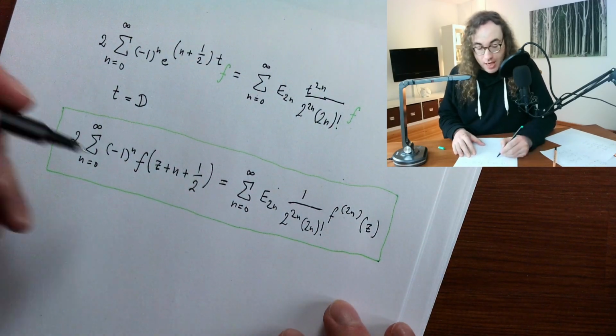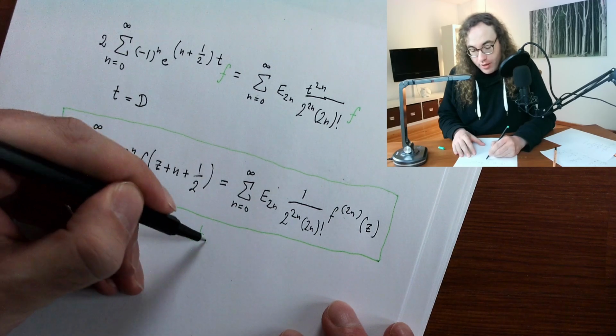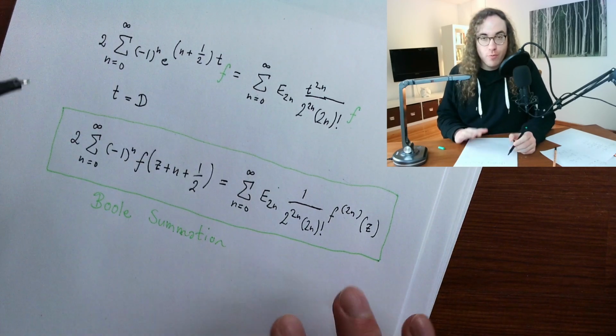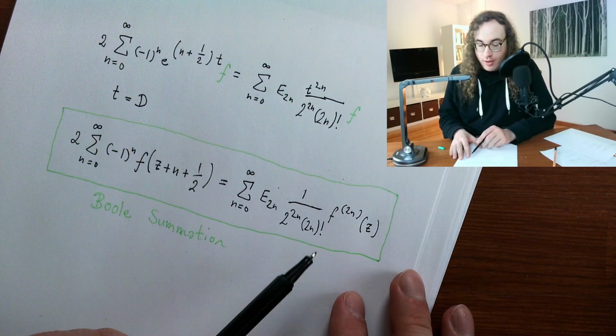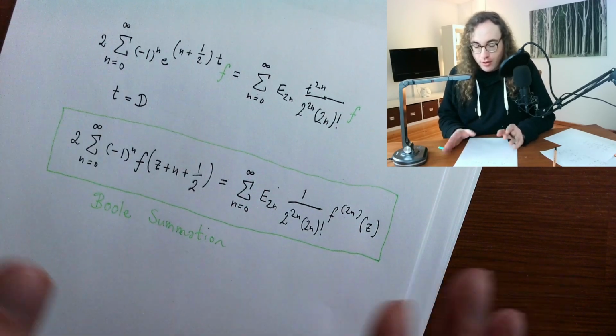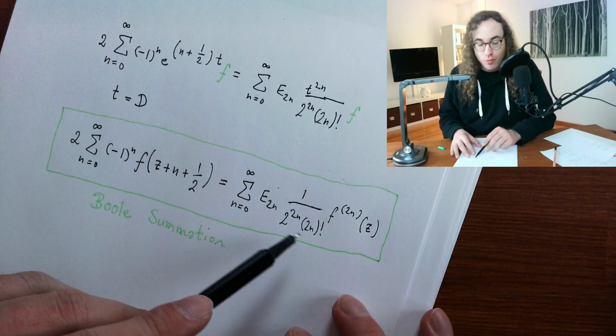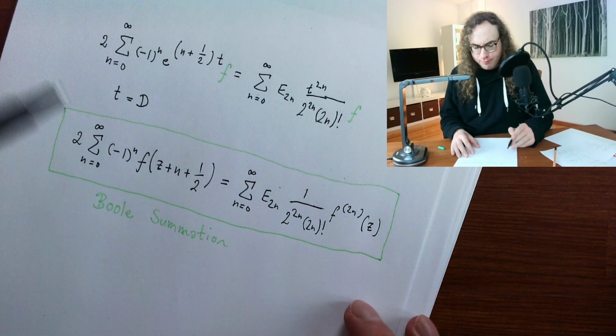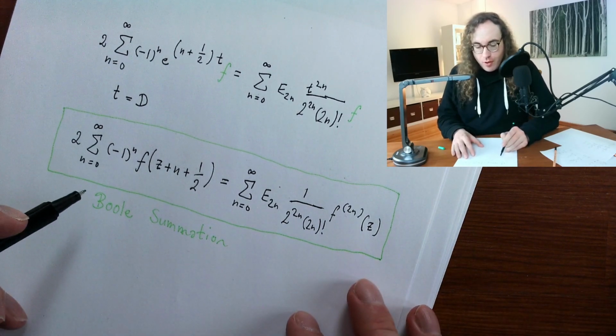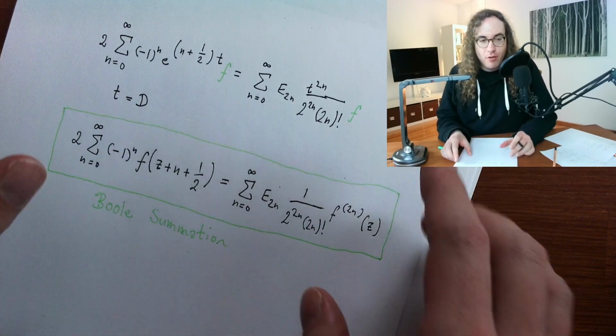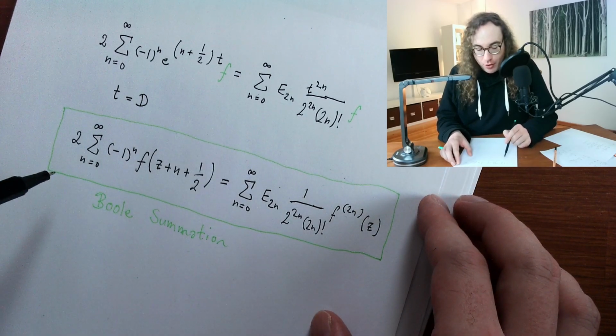So this goes by the name of Boole summation. In the way that I've shown this to you, you need to be a little bit careful. f should be a polynomial, and we haven't really worried much about convergence, but roughly we now have a good idea that this formula might hold.